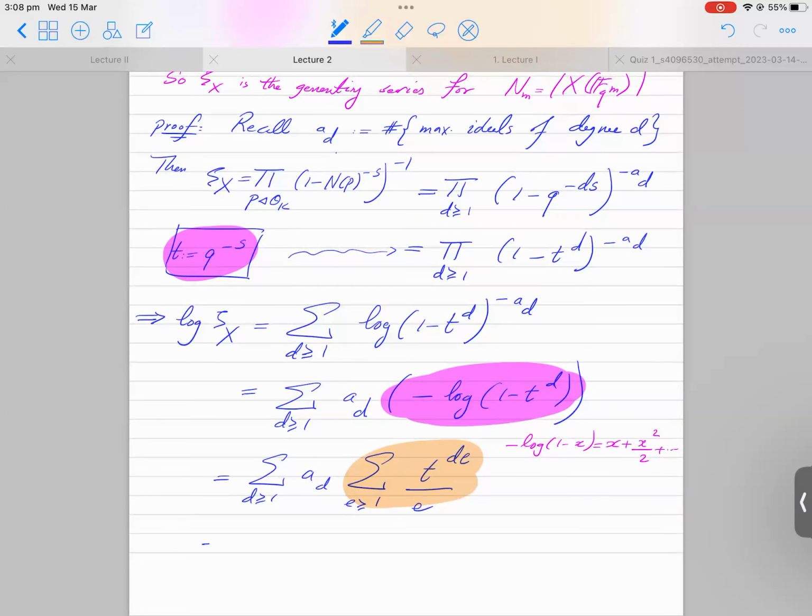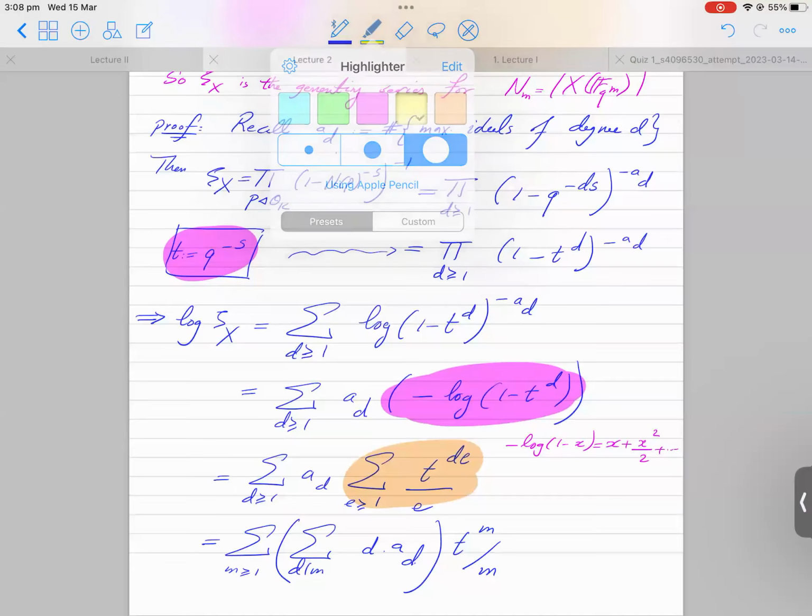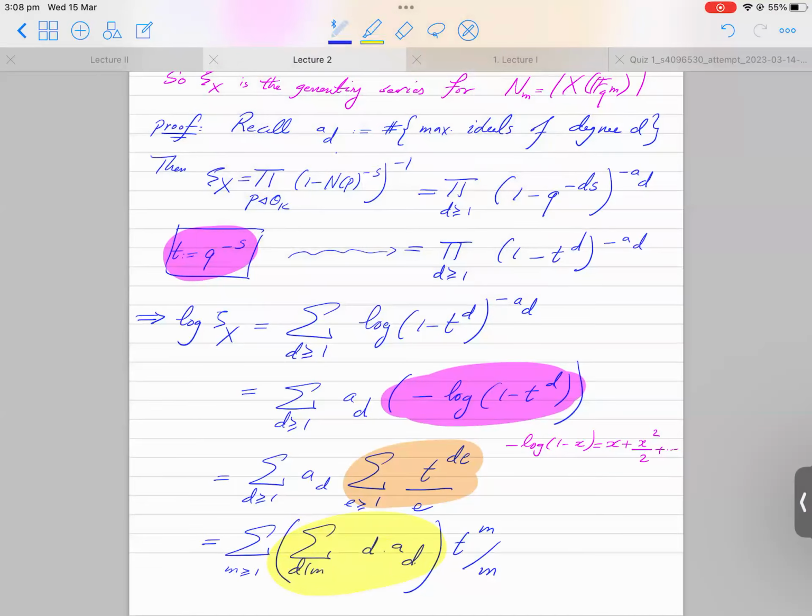And now we put this together, we get the sum over m bigger than or equal to 1, sum over d dividing m, of d AD, t to the m. So this is just some rearranging of this sum. And this now, by the previous lemma, this what I'm painting in yellow, that's just nm. So this is equal to the sum of nm t to the m divided by m.